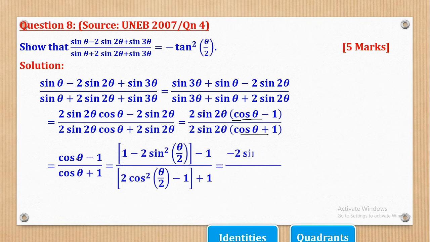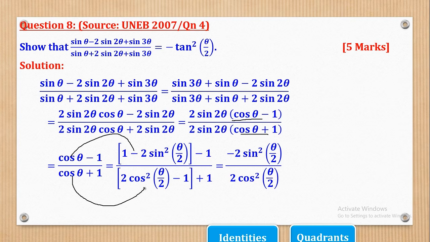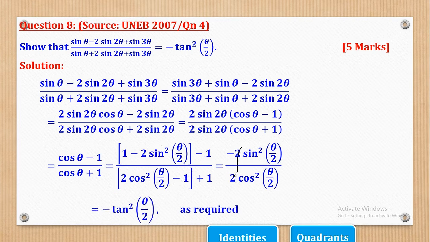Then from there I will use now the half angle. So from half angle we realize that cos theta will become 1 minus 2 sine squared theta over 2, and cos theta will also become 2 cos squared theta over 2 minus 1. Now this and this cancels, and also this and this cancels. We remain with negative 2 sine squared theta over 2 and positive 2 cos squared theta over 2. So the 2 cancels, we remain with this negative here, and sine over cos is tan squared theta over 2.